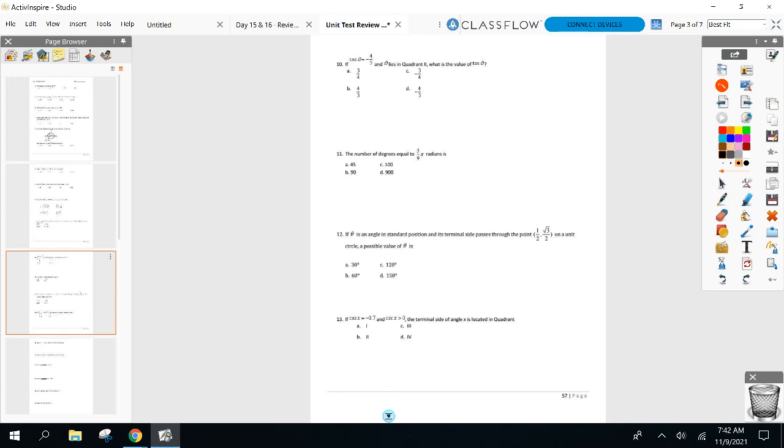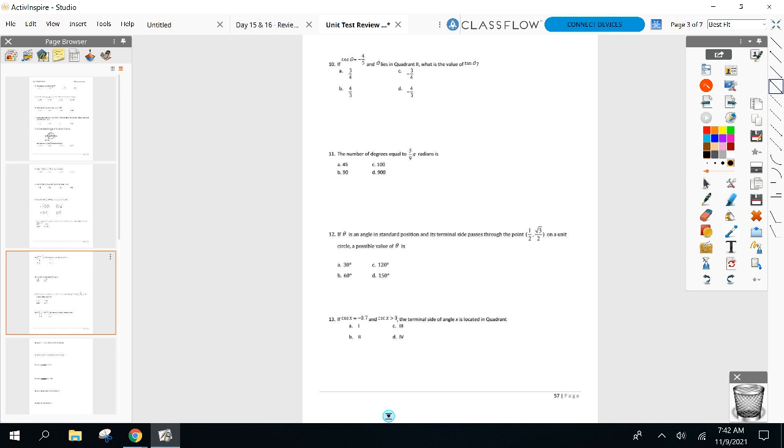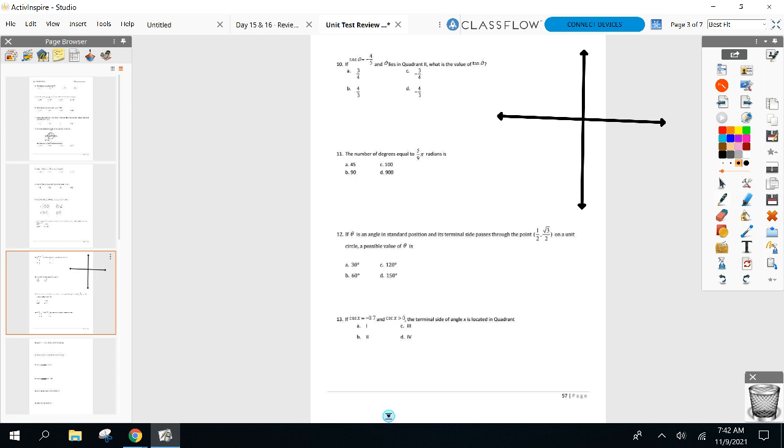Number 10 from the review. I got cosine is -4/5, and I'm in quadrant 2. What's the value of tangent? All right, so I'm in quadrant 2. Anytime they give me either a point in one of the quadrants, or in this case, a fraction in one of these quadrants, I want to try to set up a right triangle in there.